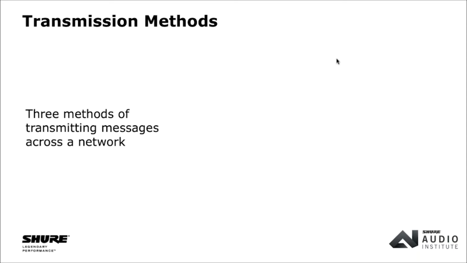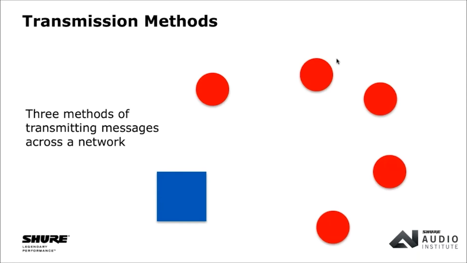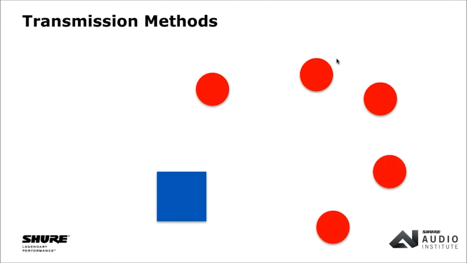So transmission methods. There are basically 3 methods of transmitting messages across a network, and we'll look at all 3 here. So you have a device that is doing the transmitting, represented by the blue square here, and then the red circles are devices that need to receive a message on this network.